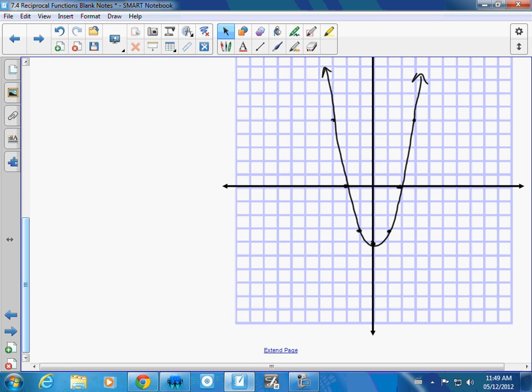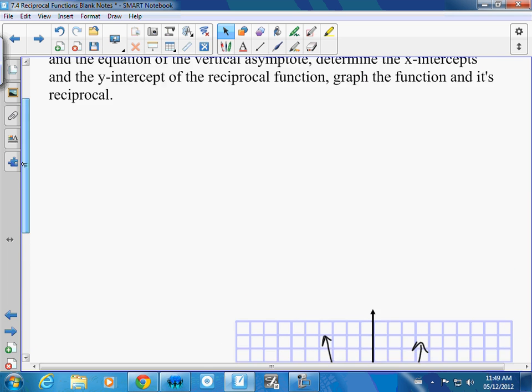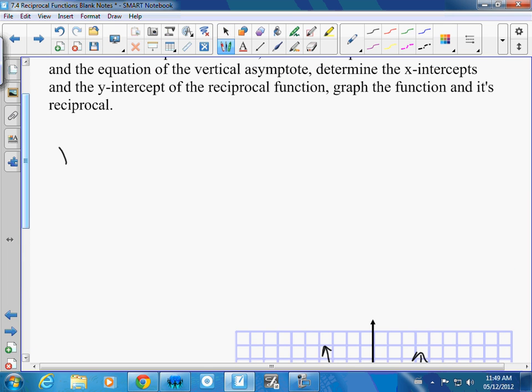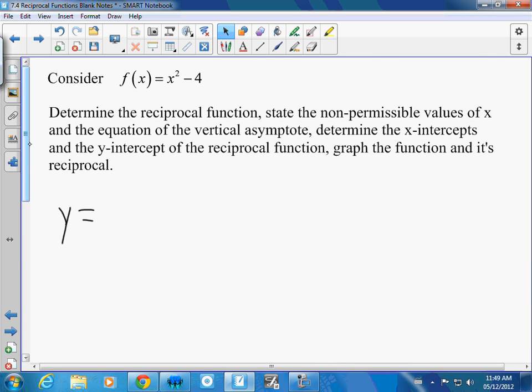Well, first off, where does it cross the x-axis? Negative 2 and positive 2. So look at this for a sec, guys. I want to show you something. So let's talk about NPVs for a sec. Let's talk about the reciprocal. What's the reciprocal of this? Look, what's the reciprocal of that? 1 over x squared minus 4.